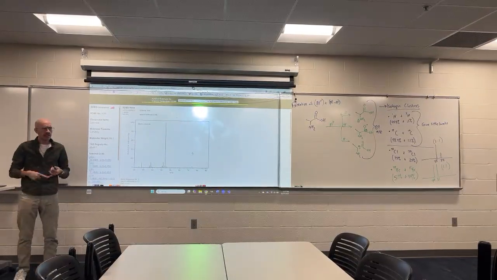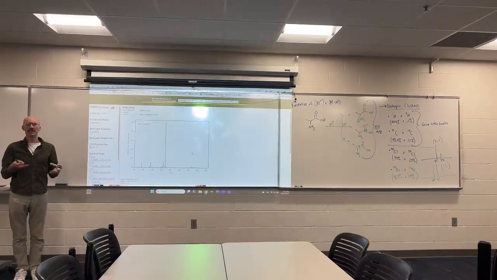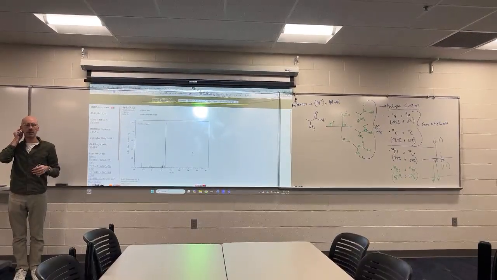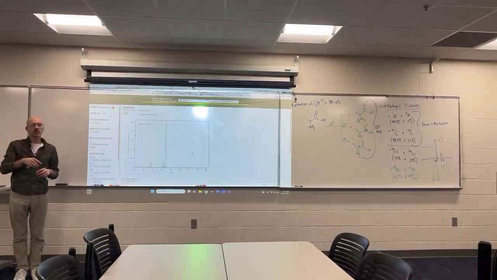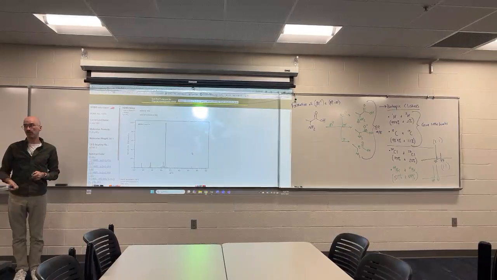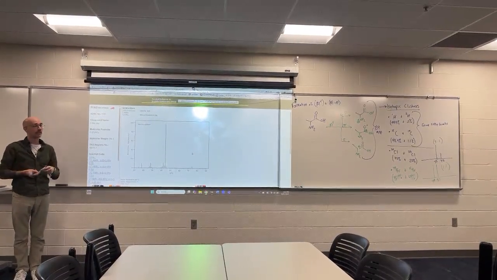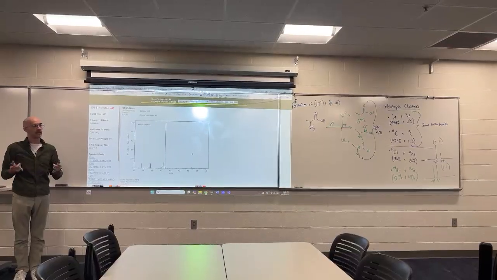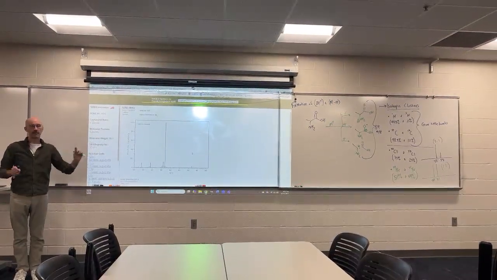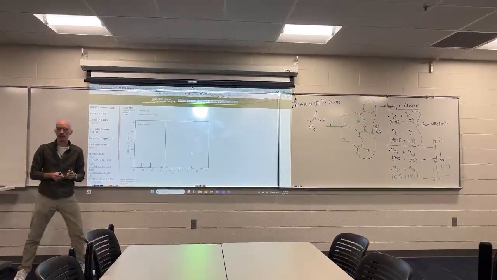On your unit tests, on your midterm, I like to give questions like this, which are, which structure below does not produce the molecular ion? And then I show you a number of different correct ways the molecular ion can form, and I show you a fragment. It's not a radical cation.